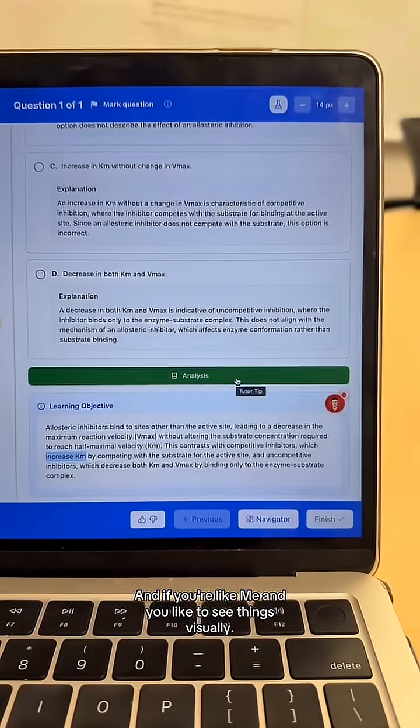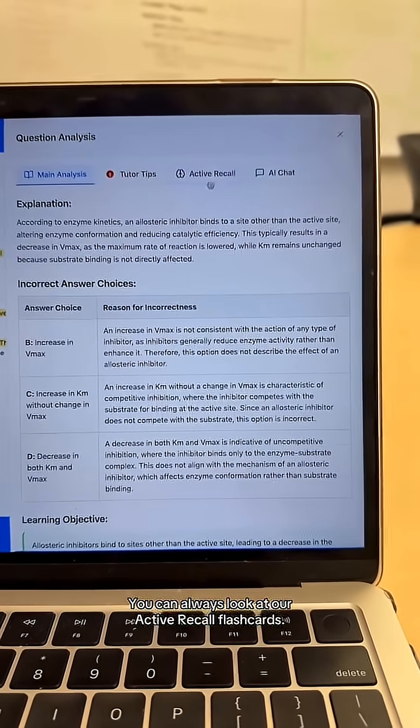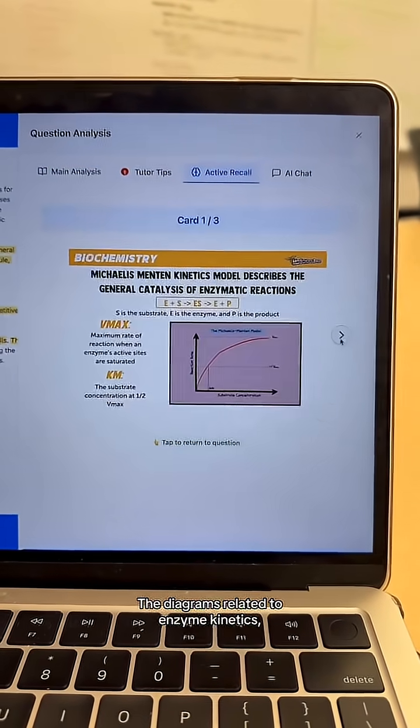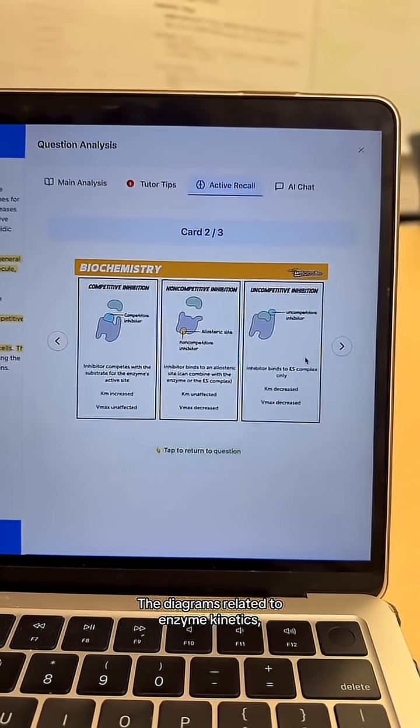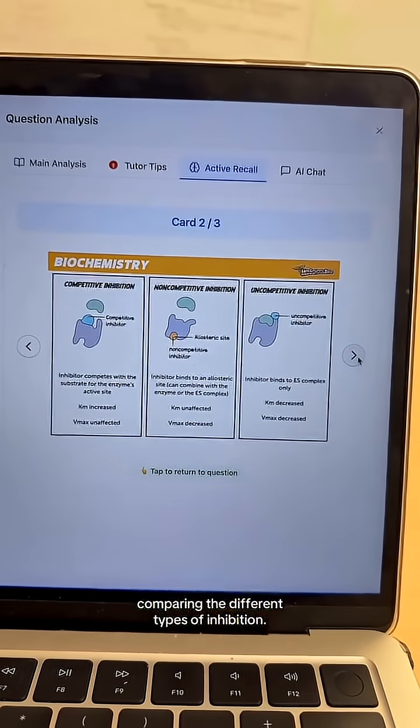And if you're like me and you like to see things visually, you can always look at our active recall flashcards, the diagrams related to enzyme kinetics, comparing the different types of inhibition.